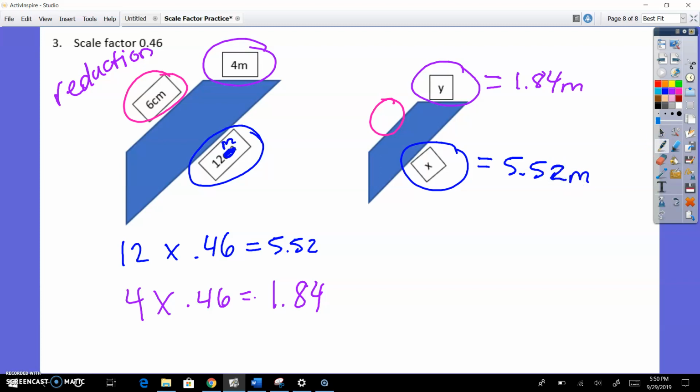Okay, and that is it for scale factor. So hopefully at this point you have a very good understanding of scale factor that will help you out with proportionality as well.